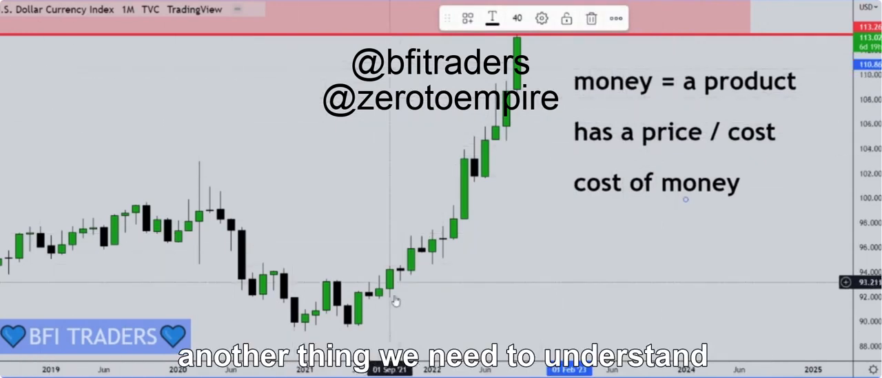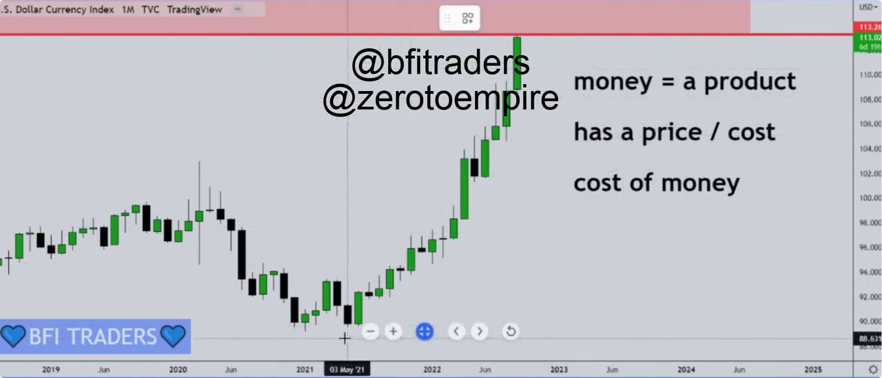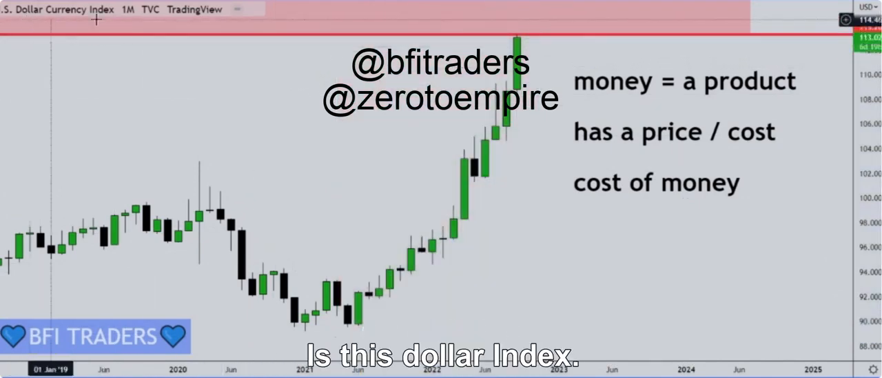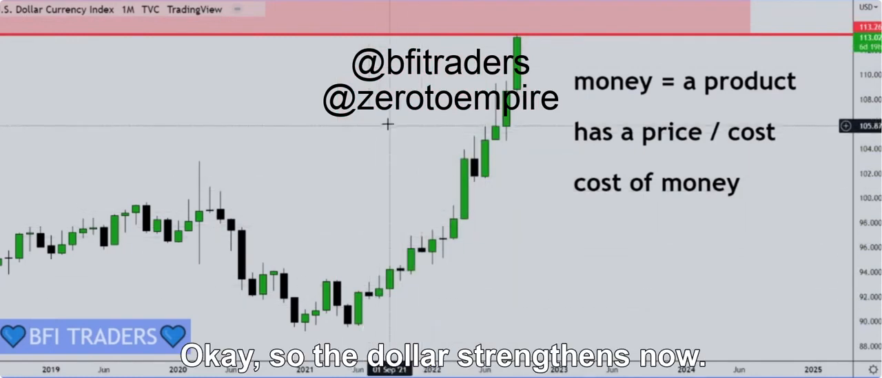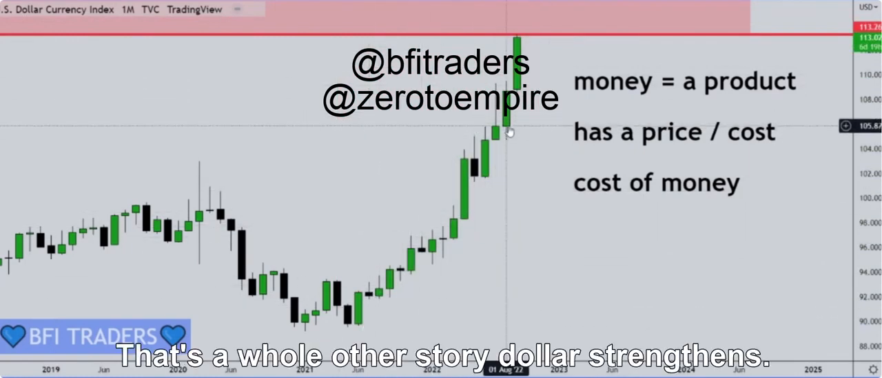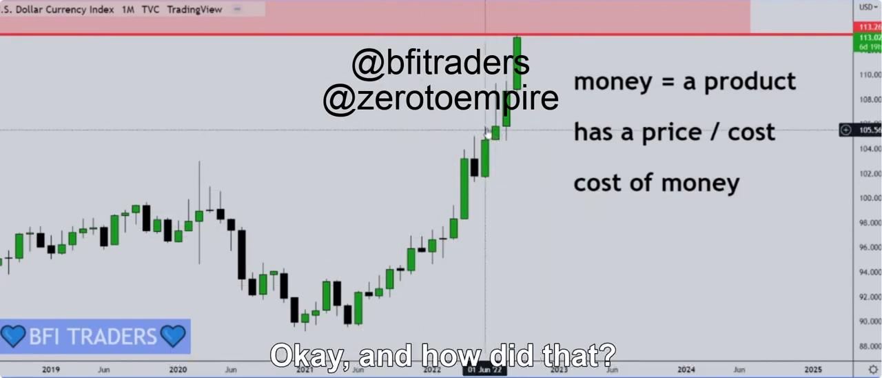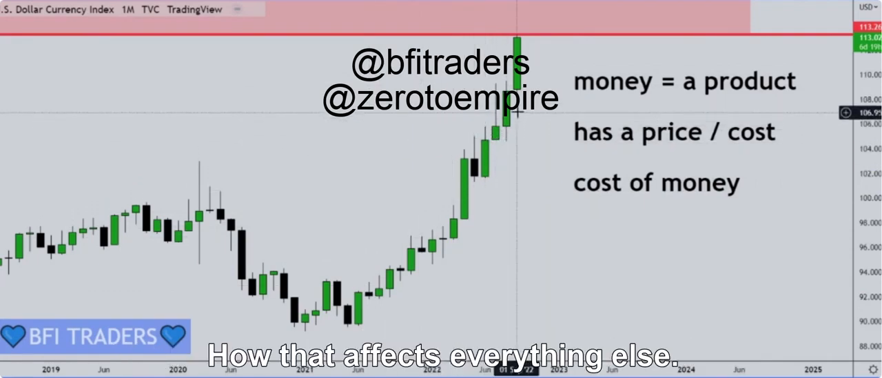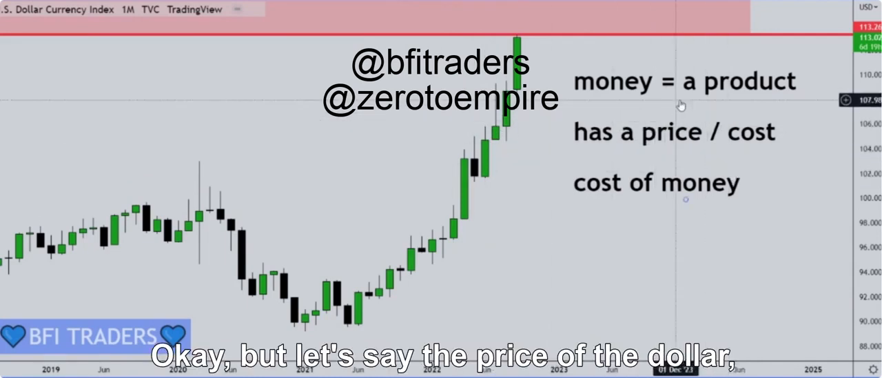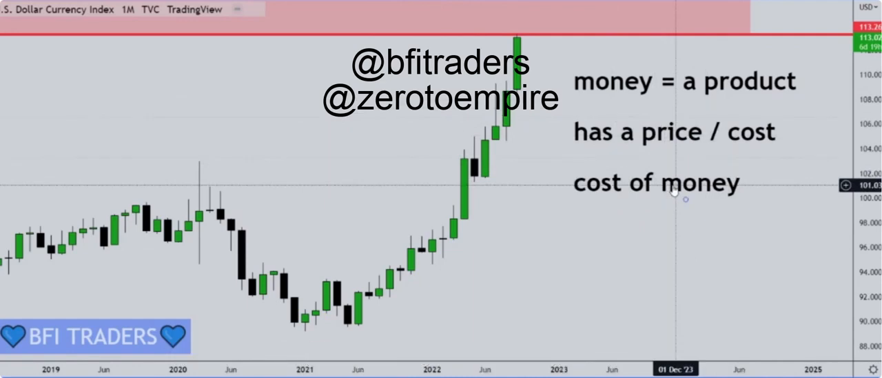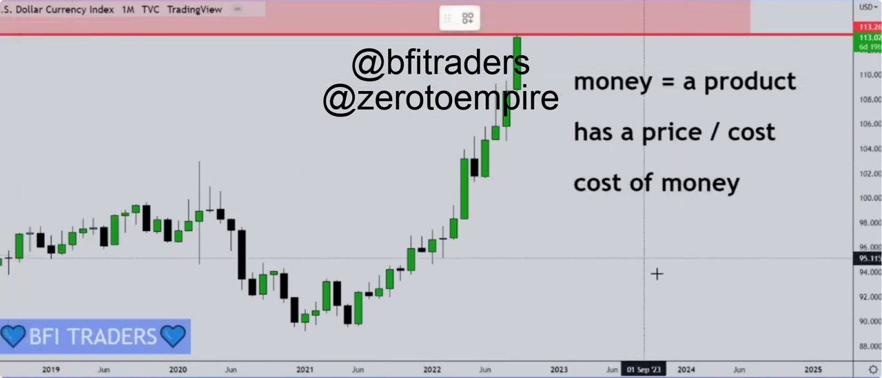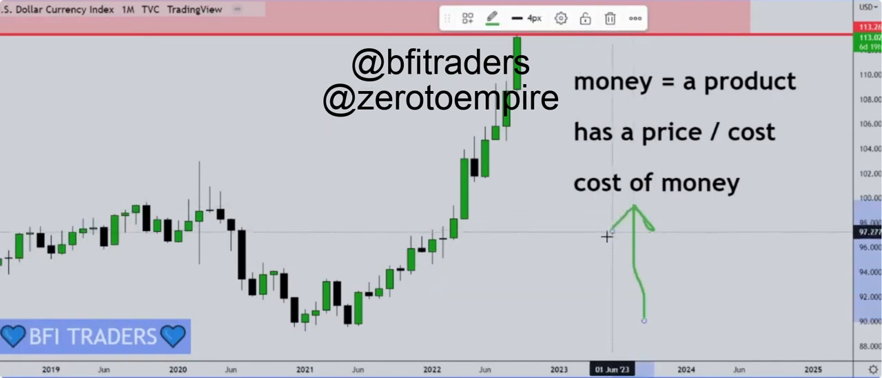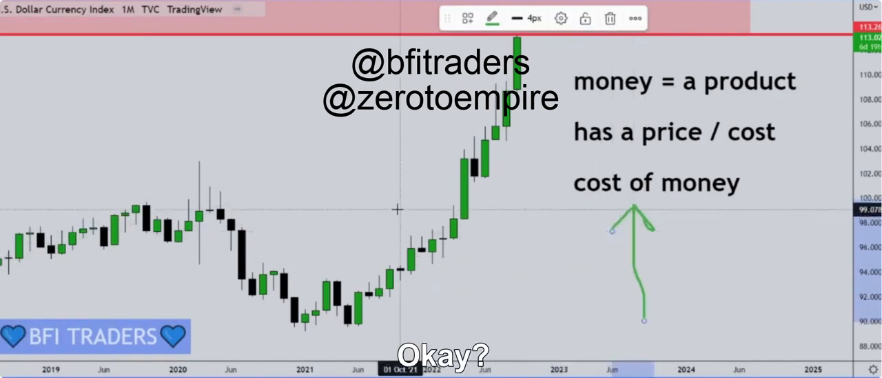Another thing we need to understand is this is considered a safe haven, this dollar index. Okay, so the dollar strengthens. Now, that's a whole other story. Dollar strengthens, and how that affects everything else. But let's say the price of the dollar, the price of money, the money is getting more expensive, guys. Cost of money is what? It's going up.